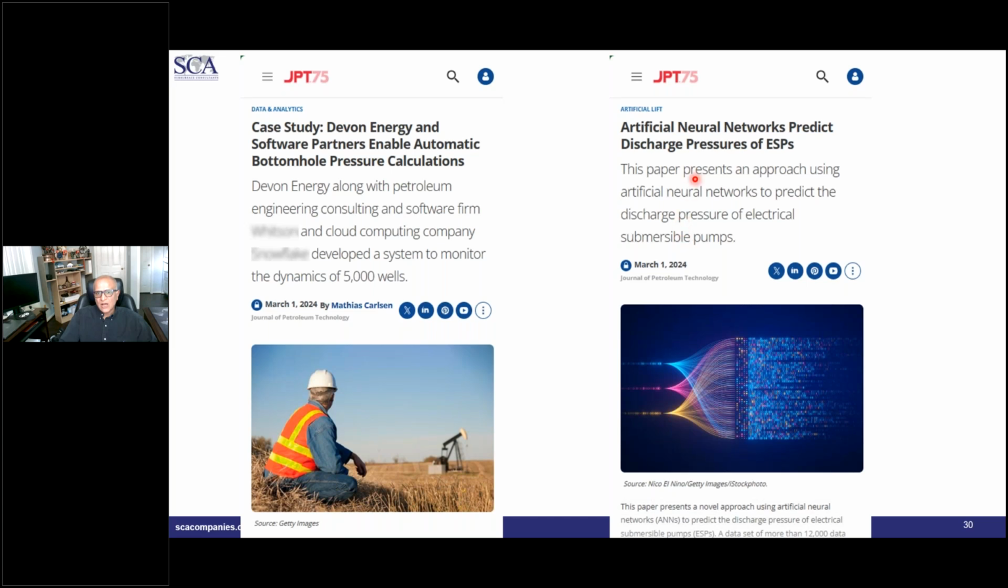Another paper talks about artificial neural network based discharge pressure prediction.